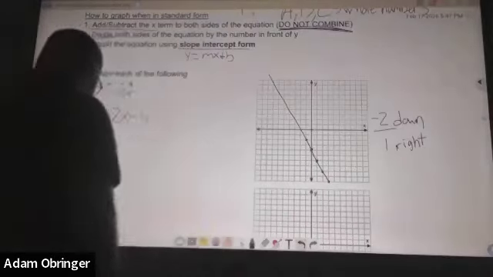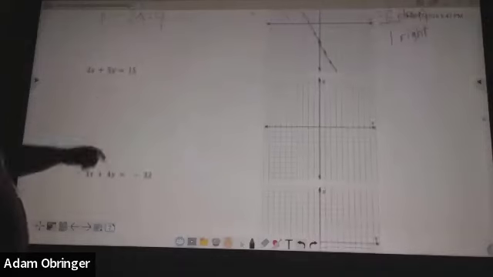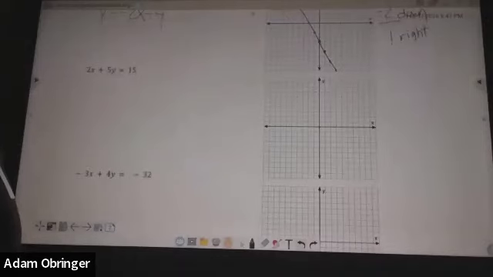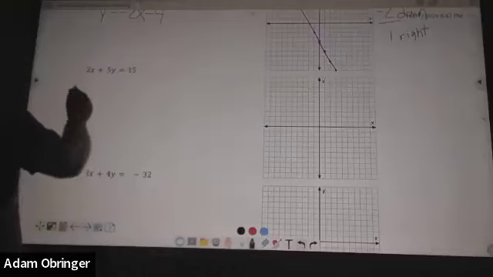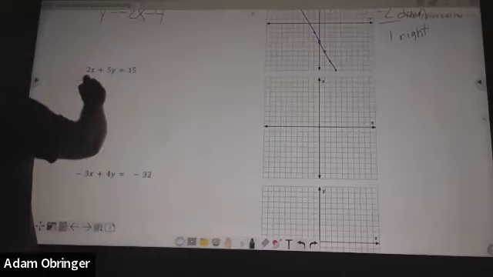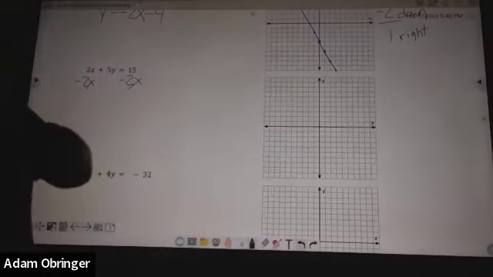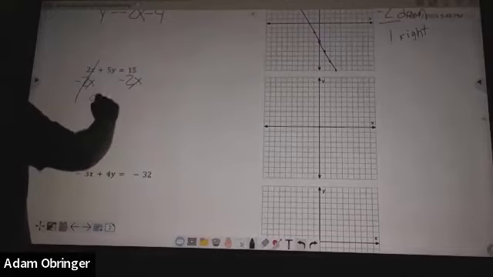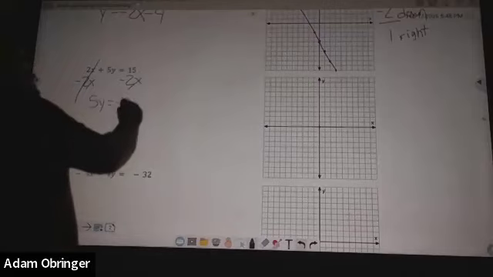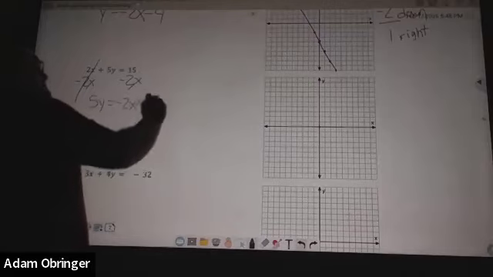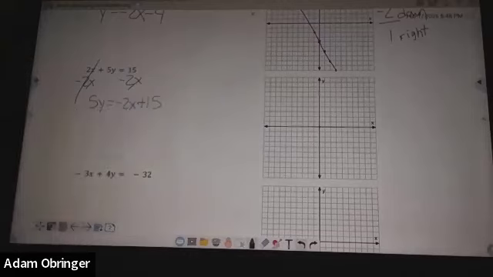The next problem, 2x plus 5y equals 15. So this is another one where we will cancel the x term first. To do that, I'm going to minus 2x from both sides. Slashing that one out. I have 5y equals, again, we cannot combine those, so I'm just going to write them both down. -2x plus 15.